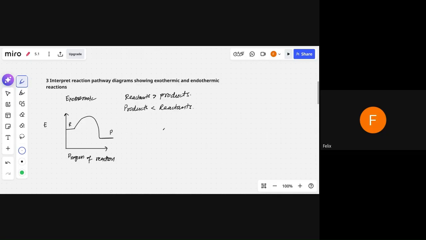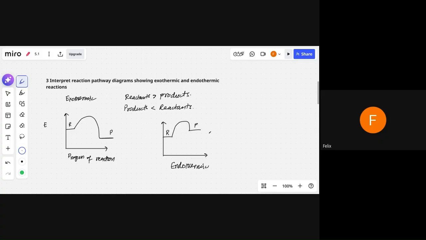For an endothermic reaction, it is going to be the opposite. You can pause this video and try to draw the diagram by yourself, and you will see that if you have drawn it so that the products are higher in energy than the reactants, then it is correct, right? These are reactants and these are the products, and this is a diagram for an endothermic reaction.